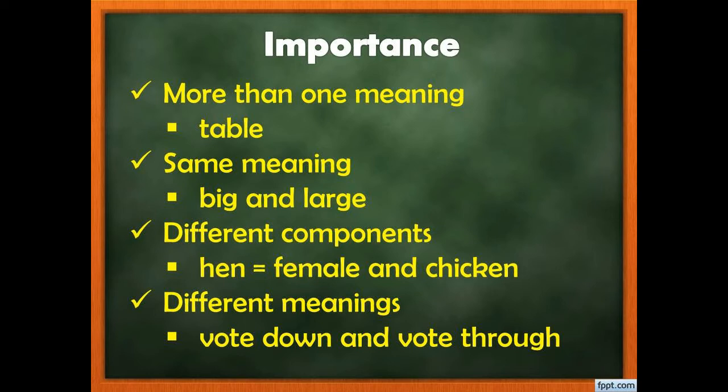Third, the meaning of some words can be analyzed into components. For instance, hen means not only a chicken, but it is a female chicken. And lastly, certain combinations of words may have different meanings, like the words vote down, which means to reject, and vote through, which means to accept.